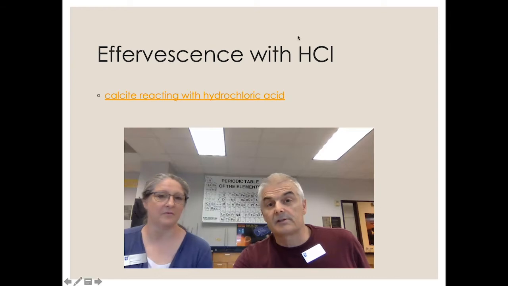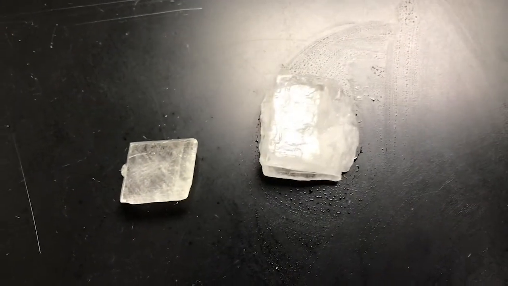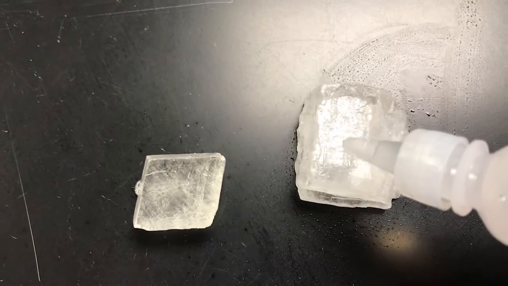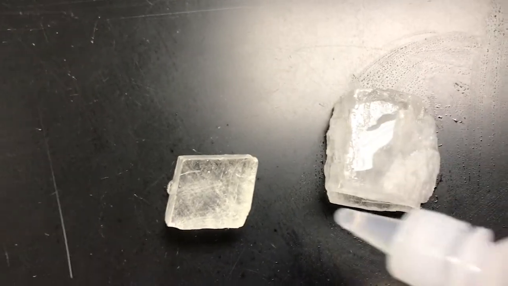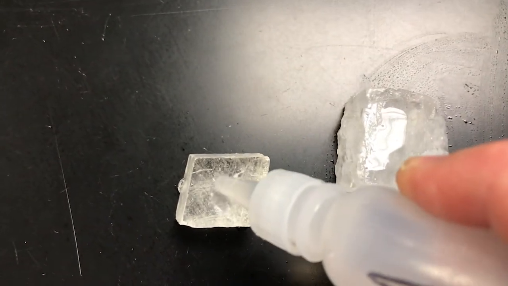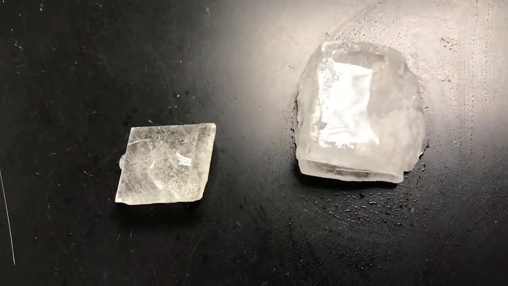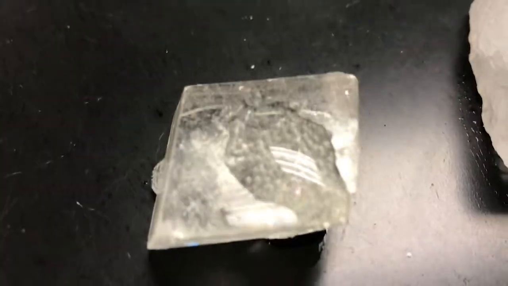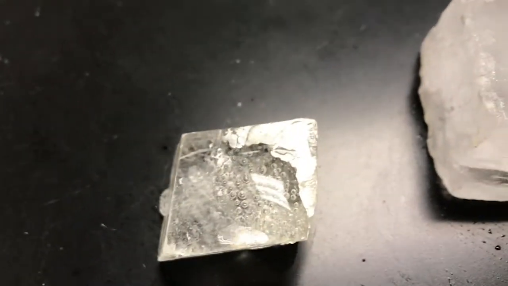So let's look at this. We have two minerals, and we're going to add some hydrochloric acid to each of them and see which one effervesces. Remember, effervesces is when you see bubbles. It's a gas being given off. It may be a little hard to see because of the clarity of it. Here, I don't see any bubbles. That's the halite. But here is the calcite. If you look carefully, you should be able to see bubbles forming.